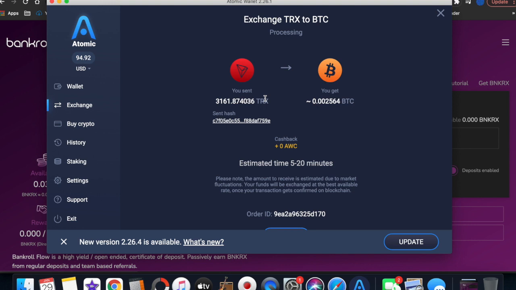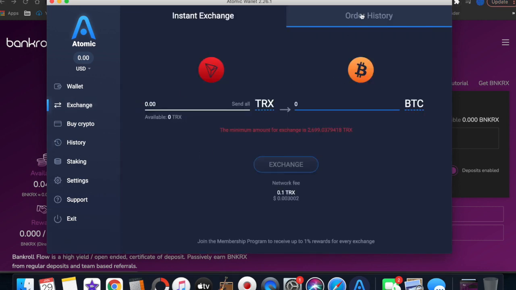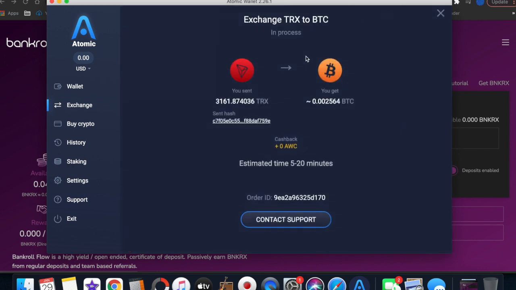But it's processing right now. You can see the estimated time, 5 to 20 minutes, but sometimes it can take longer. You just gotta be patient with cryptocurrency. We go to the exchange, order history. It's in process. But I'm gonna keep it running until the TRON transfer into Bitcoin fully completes.